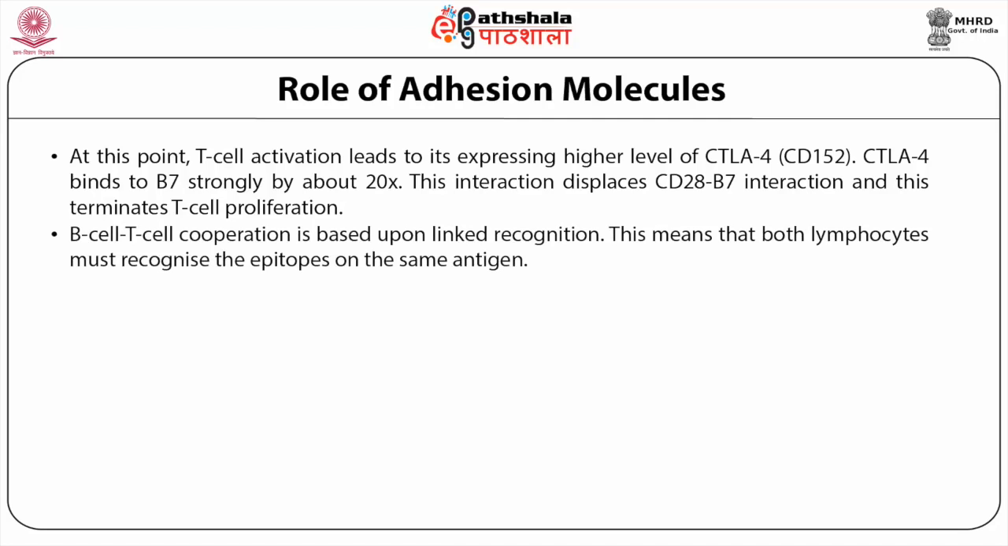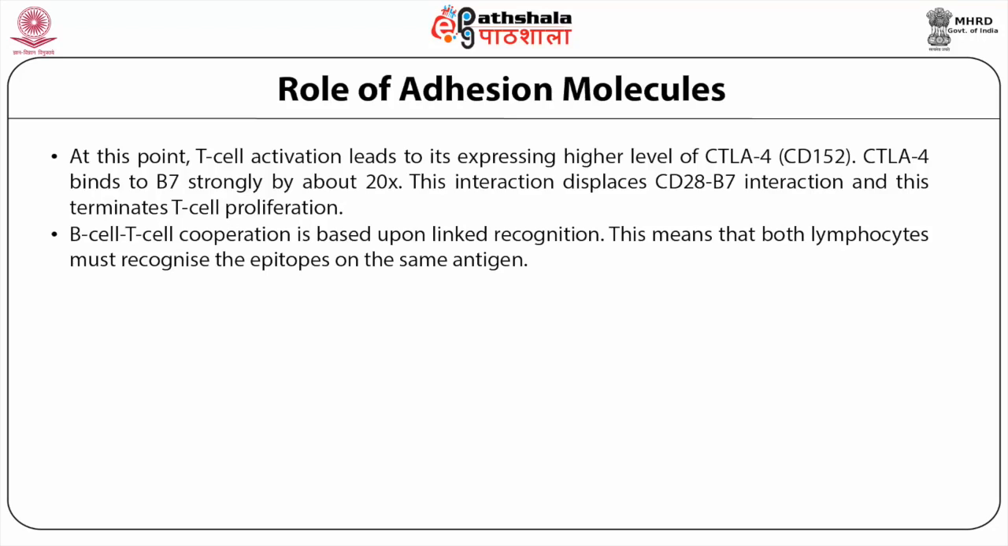B cell T cell cooperation is based upon linked recognition. This means that both lymphocytes must recognize the epitopes on the same antigen. This necessitates that the T cell specific for the antigen must have been clonally selected to become activated before. So, B cell T cell cooperation is preceded by an encounter of the T cell with an APC presenting the same antigen. Here, antigen may mean the pathogen.